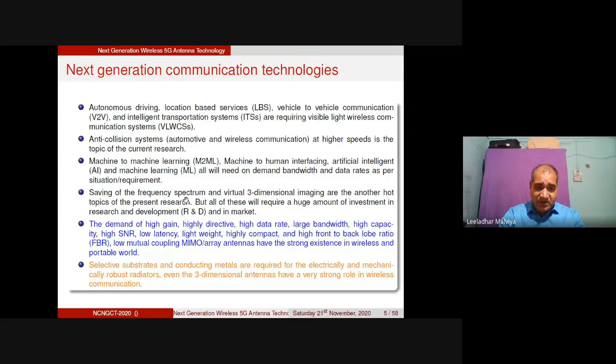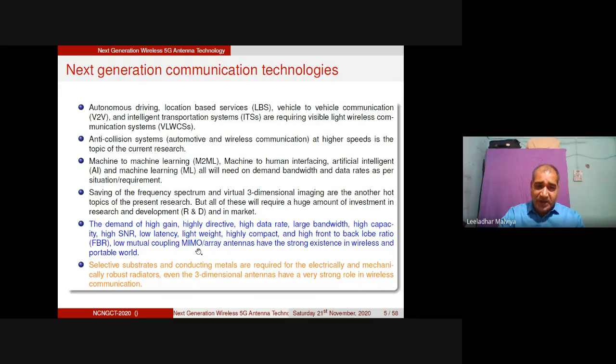Similarly, the requirement of the frequency spectrum will be a very big thing in the coming future. Similarly, virtual three-dimensional imaging is another present research scenario, right? So a big investment is going on in these fields.